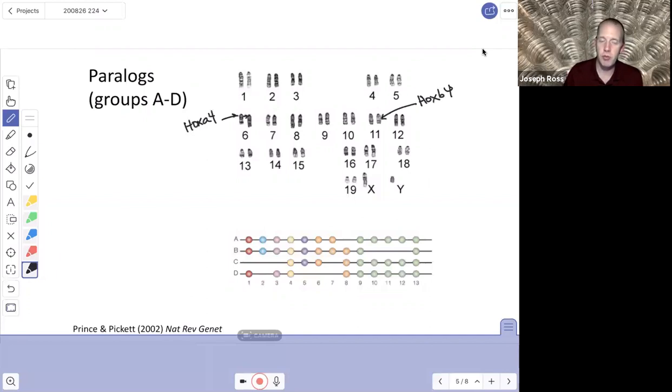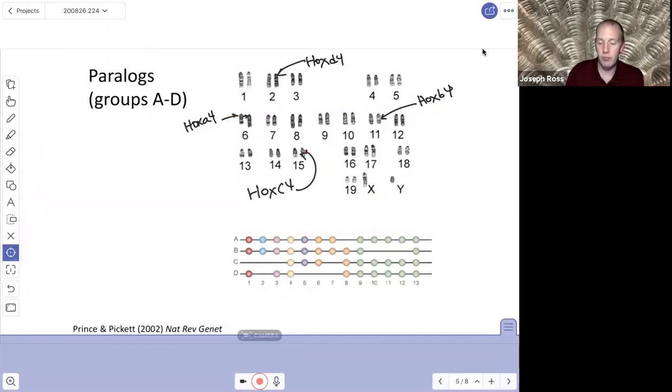And on chromosome 15 are the HOXC4 alleles. And then on chromosome 2 are the HOXD4 alleles. So each different group, each different homolog has a different paralog. So these are 4 different paralogs of each other. HOXA4 is a paralog of HOXD4, B4, and C4.